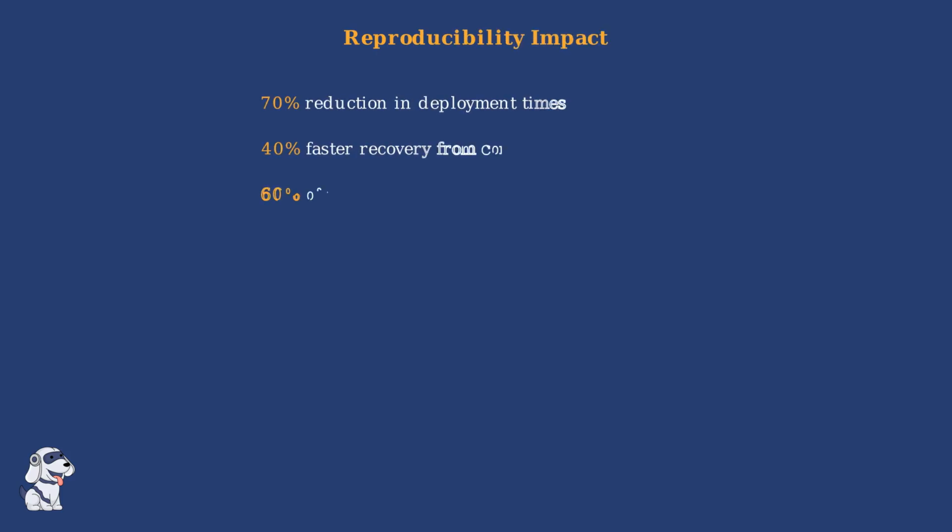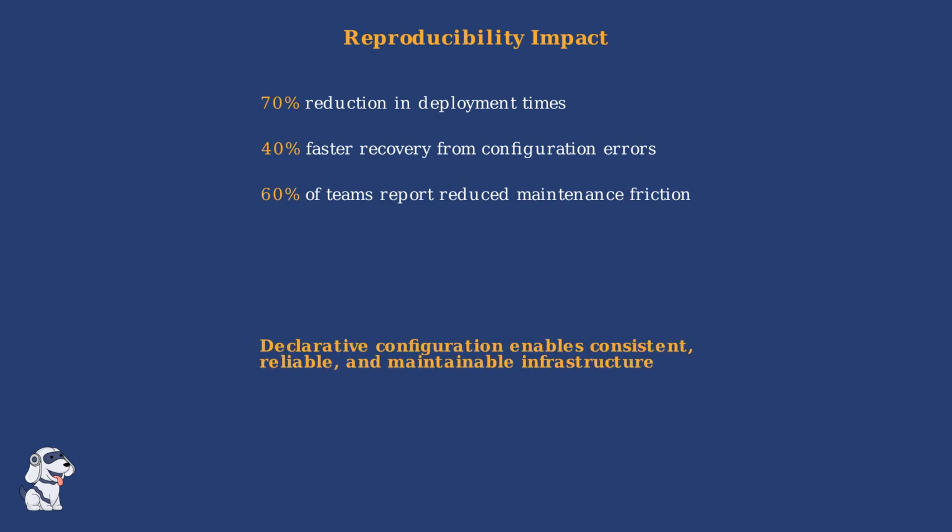Organizations implementing reproducible infrastructure solutions report significant improvements. Studies show a 70% reduction in deployment times, 40% faster recovery from configuration errors, and 60% of teams report reduced friction in maintenance tasks. Terraform's declarative approach to infrastructure management ensures that your deployments are not only consistent, but also reliable and maintainable across all environments. This reproducibility is essential for modern DevOps practices and continuous deployment pipelines.